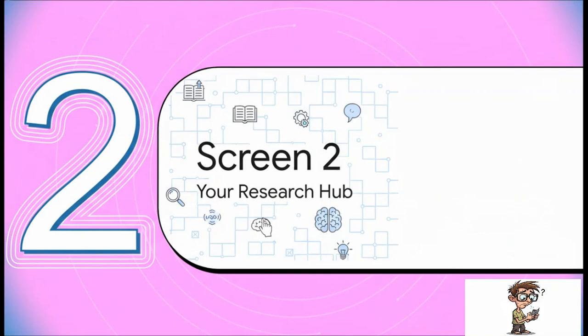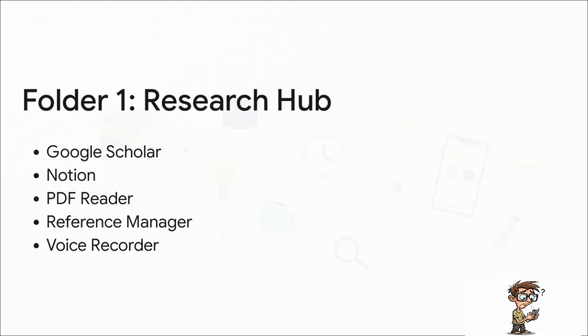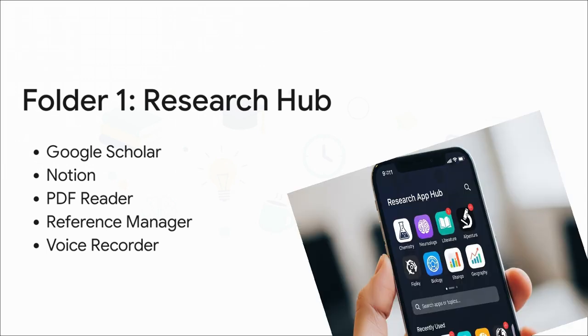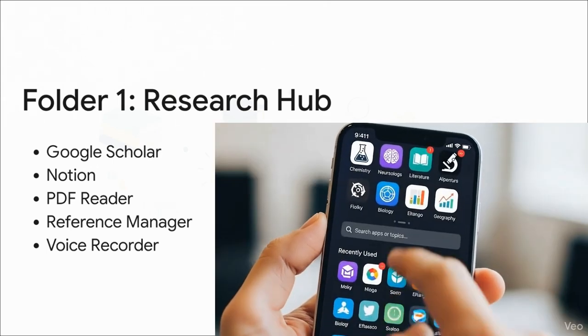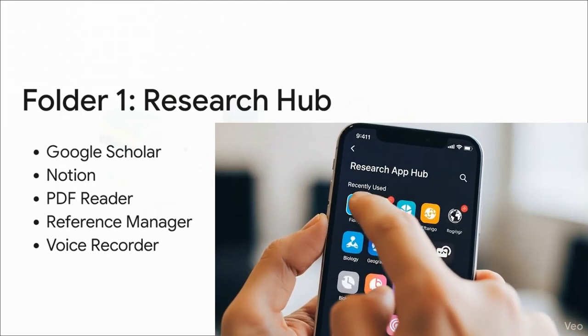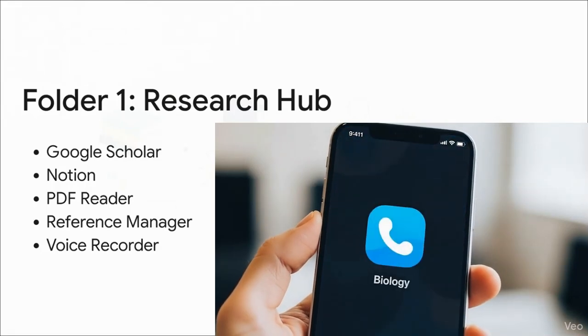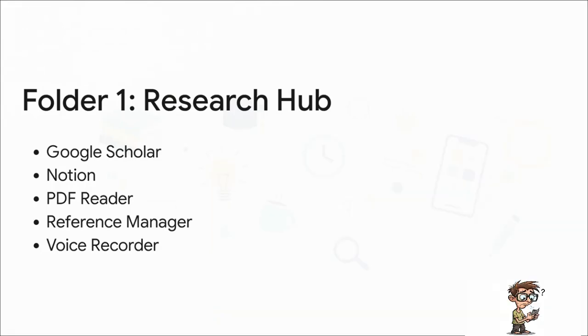Just swipe once to the right, and you'll land on Screen 2. This is your research hub. This is where the deep work happens, totally separate from the immediate chaos of the classroom. And the key here, it's all about organization, using folders. So folder number 1 is your research hub. It's got everything for gathering information, Google Scholar, maybe Notion for organizing all your thoughts, a good PDF reader, your reference manager, whether that's Zotero or Mendeley, and a voice recorder for capturing those ideas that pop in your head.